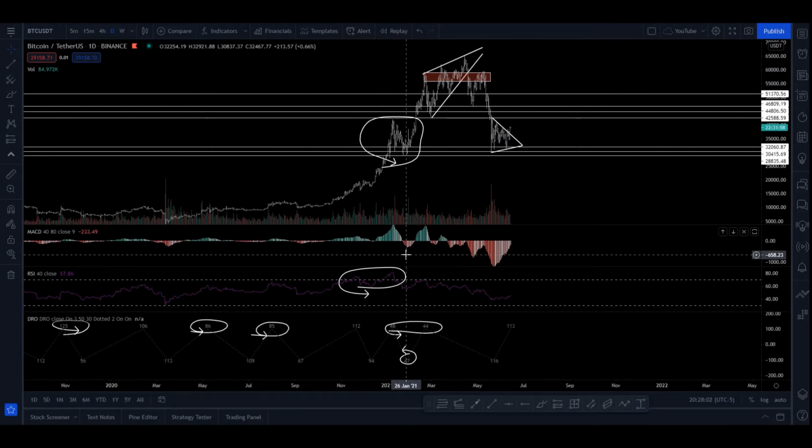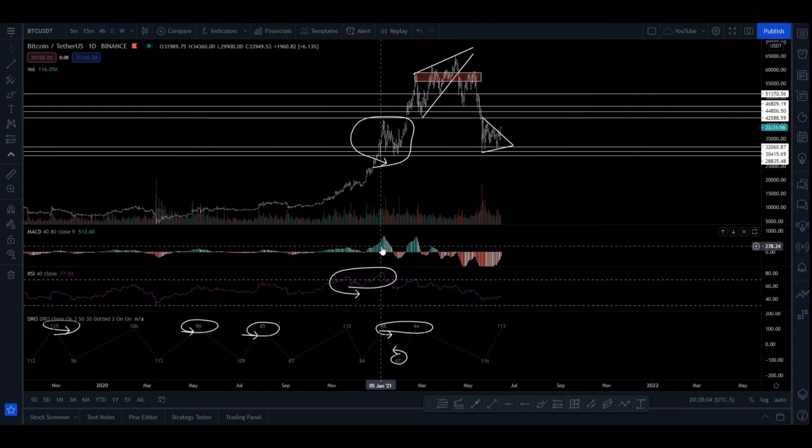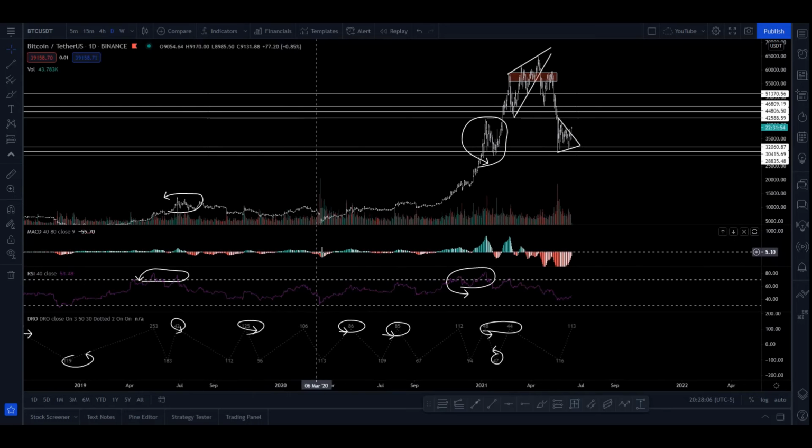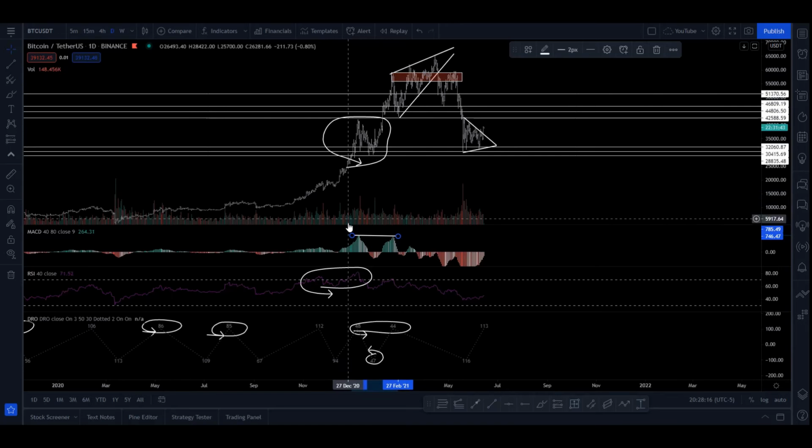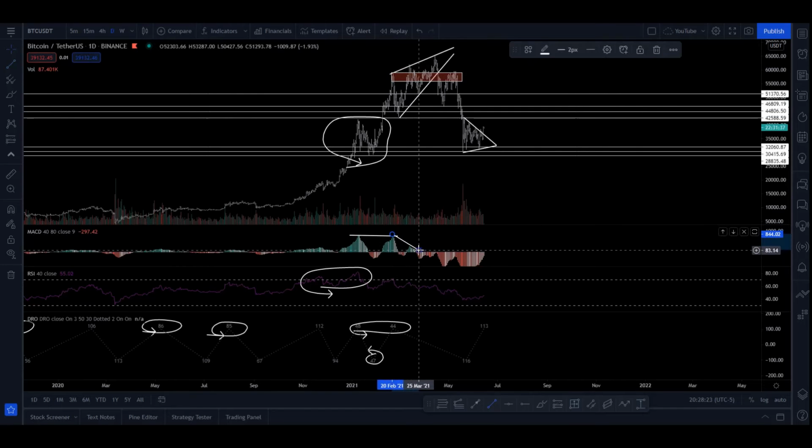So also coming in on the MACD, we can see that we did have an extreme in momentum. We did diverge, making a higher high. So that kind of gave us a relative topping signal. And then from there, we started forming a bearish pattern. And we continued diverging.